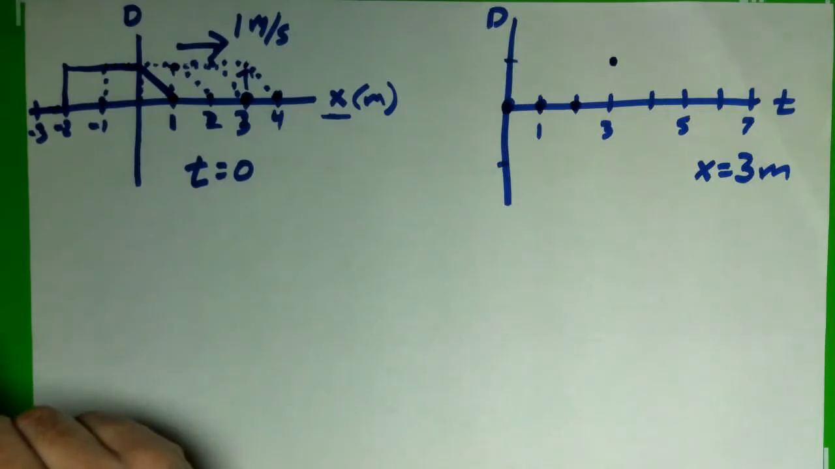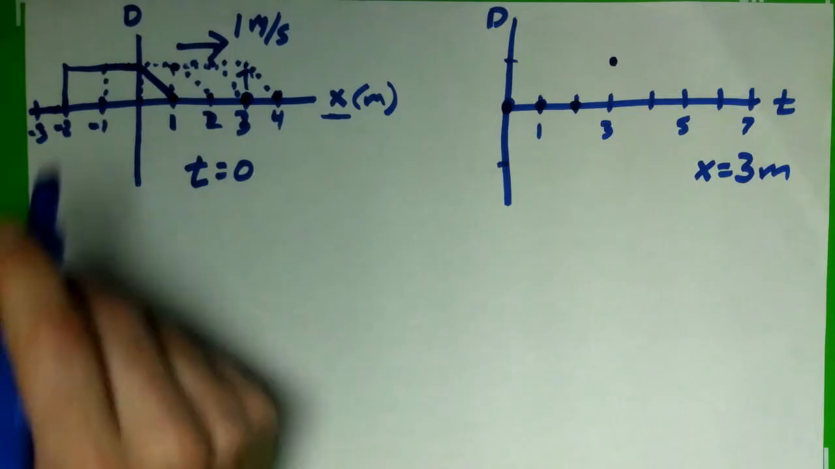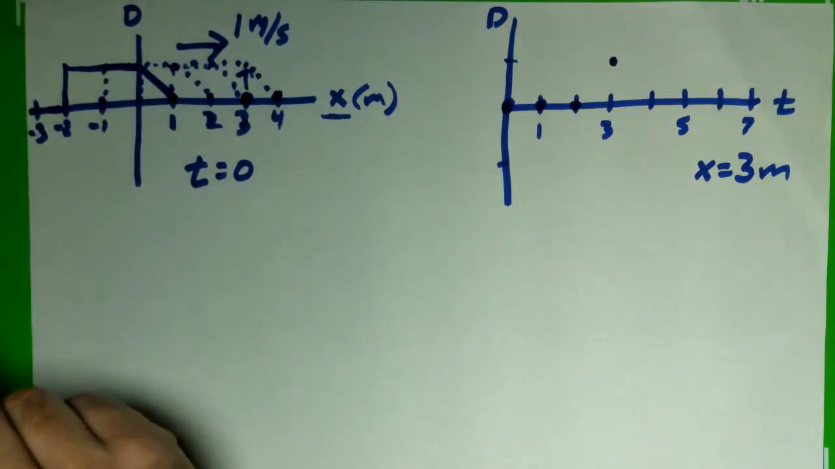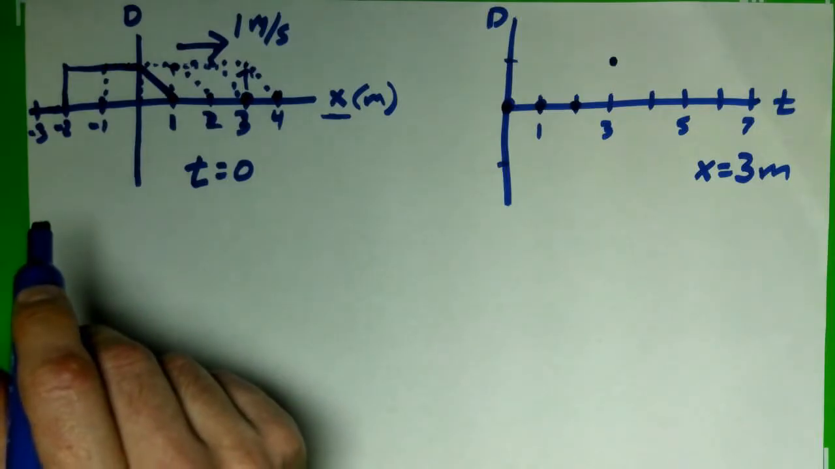Okay. Well, how do I connect those dots? Is it just a straight line? In this particular case it is, but let's see more specifically why. What about at 2.5 seconds?